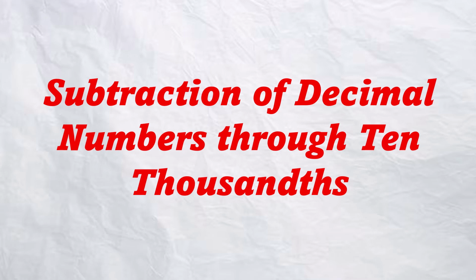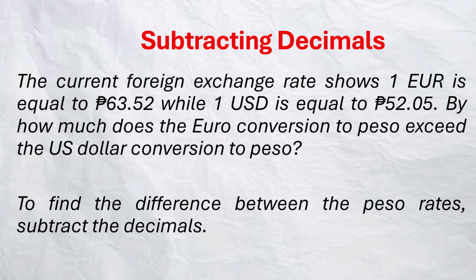For today's lesson, we'll be discussing the subtraction of decimal numbers through 10,000ths. In order for us to better understand the steps, let us have this problem. The current foreign exchange rate shows 1 euro is equal to 63.52 pesos, while 1 US dollar is equal to 52.05 pesos. By how much does the euro conversion to peso exceed the US dollar conversion to peso?